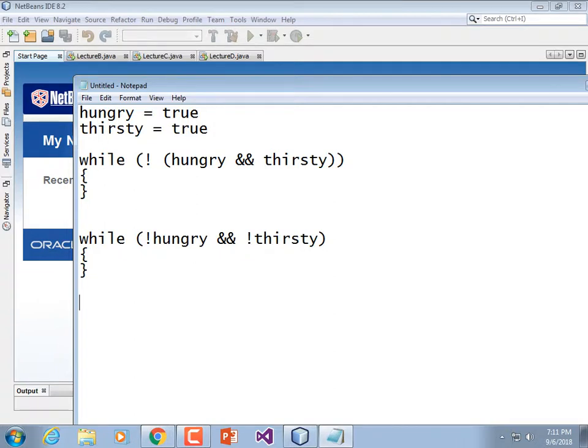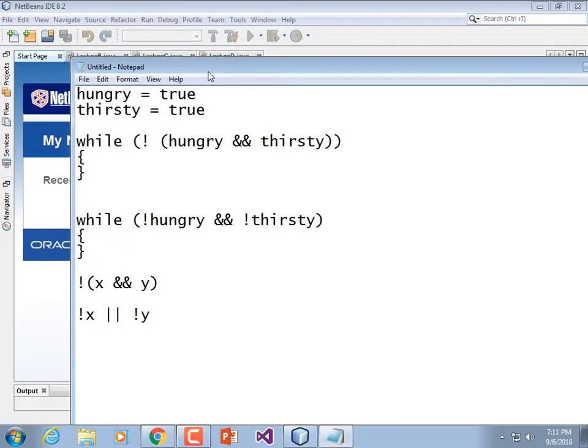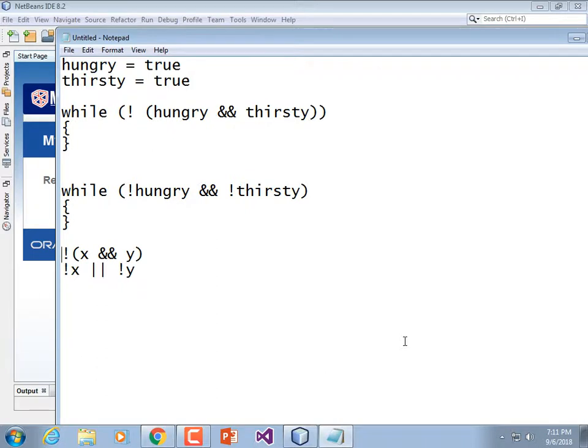If you have this expression, not X and Y, if you want to rewrite it, that becomes not X or not Y. For reasons I'm not going to prove, this is not a logic class, you just have to take that on faith. Similarly, if you do not X or Y and you feel like expanding it, then it becomes not X and not Y. So when you expand it, the operation changes as well. That's called De Morgan's Law.